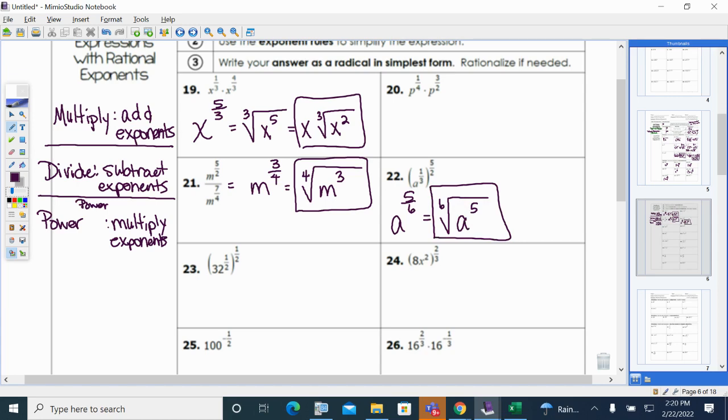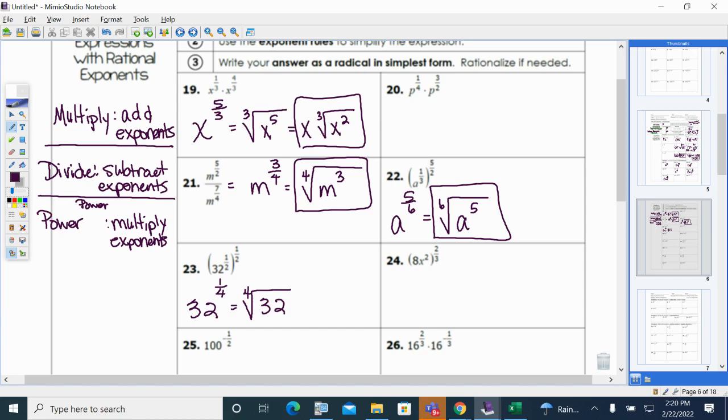Number 23 is just like number 22, but it's a little confusing for you because the base is not a letter. It's not a variable. It's an actual number. You're going to leave the 32 alone, and you have to, again, remember that the rule here for these exponents is to multiply. 1/2 times 1/2 is going to be 1/4. Rewrite that as a radical, so I have the 4th root of 32. And then we got to simplify that.